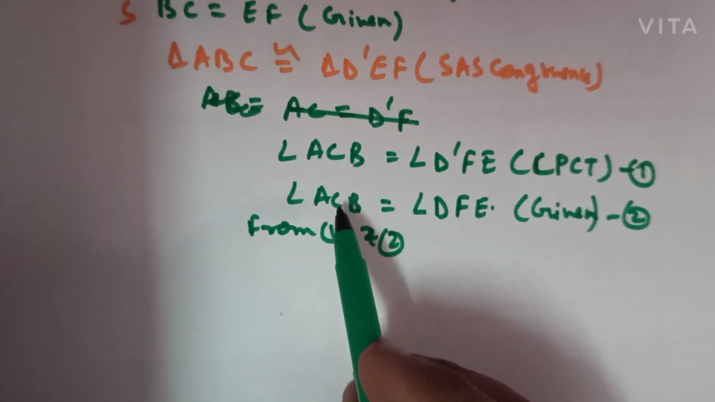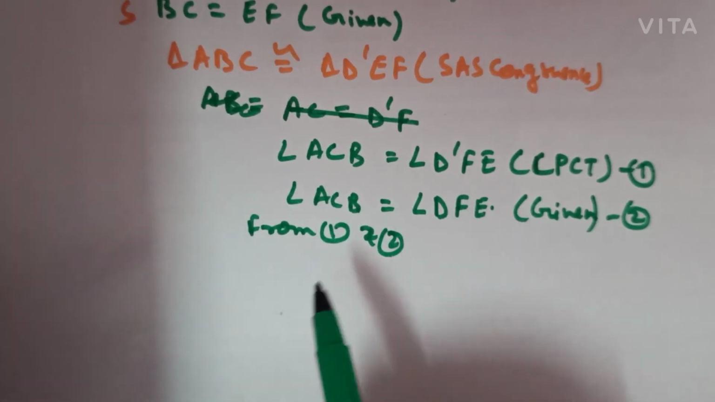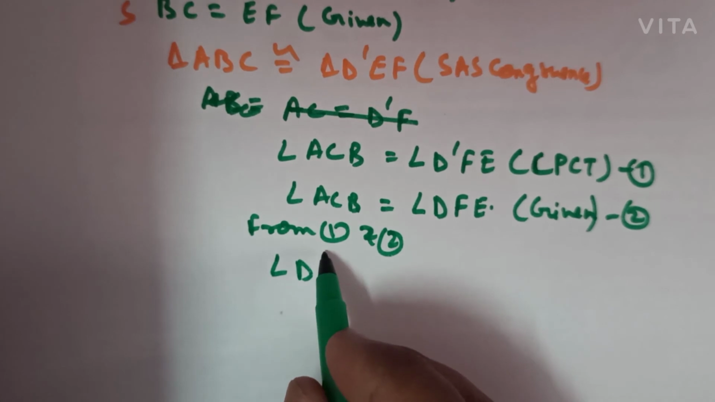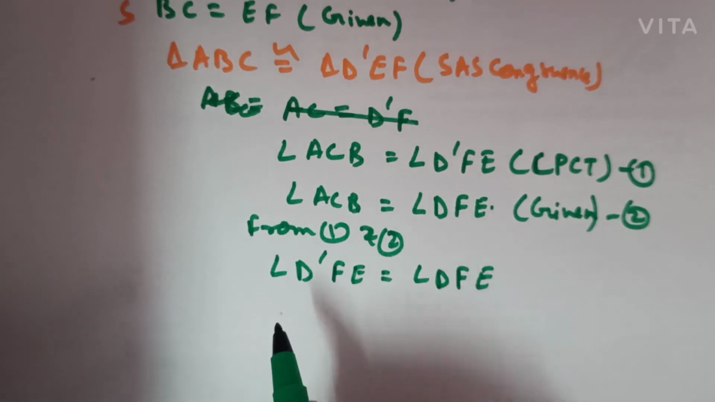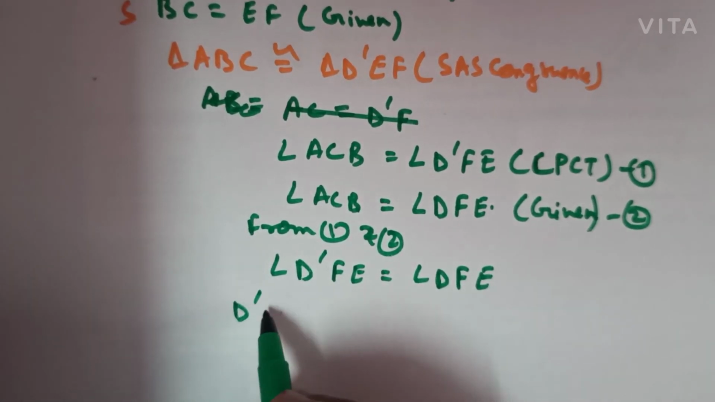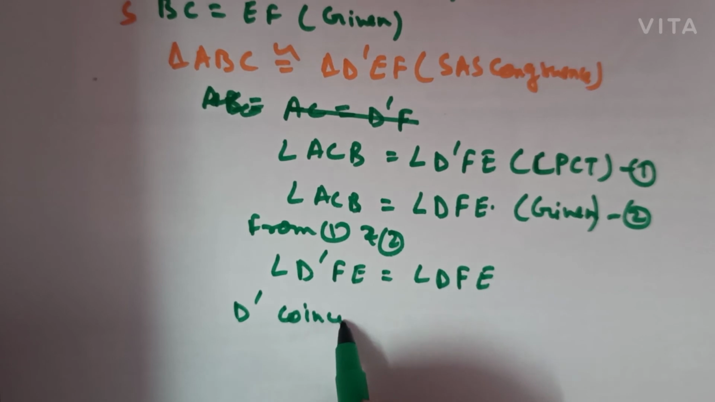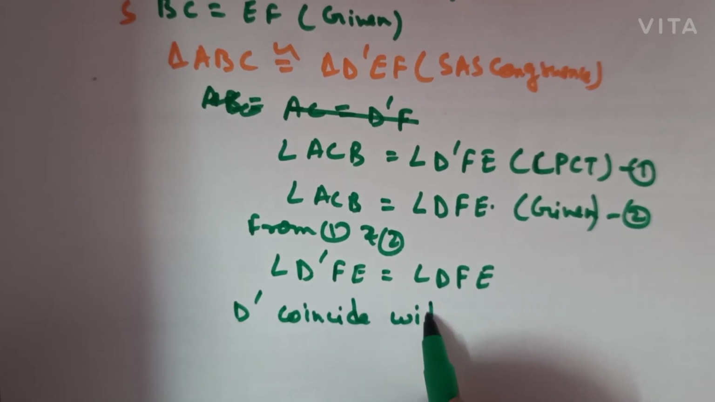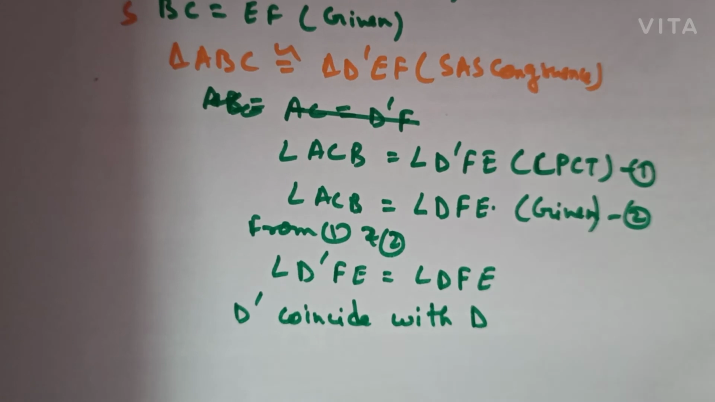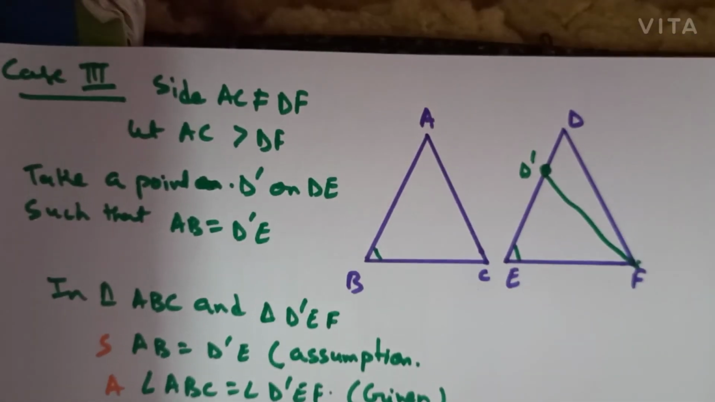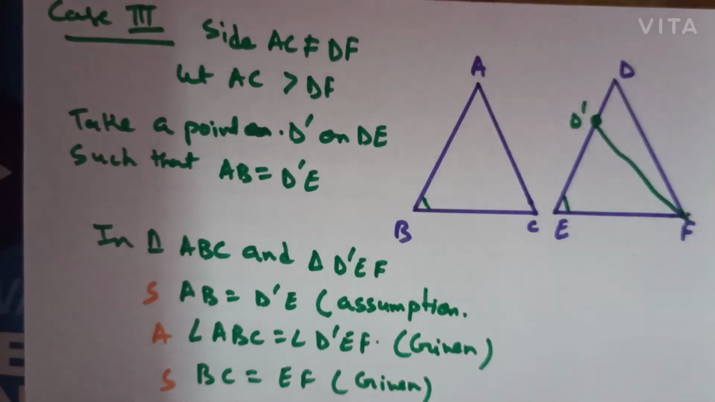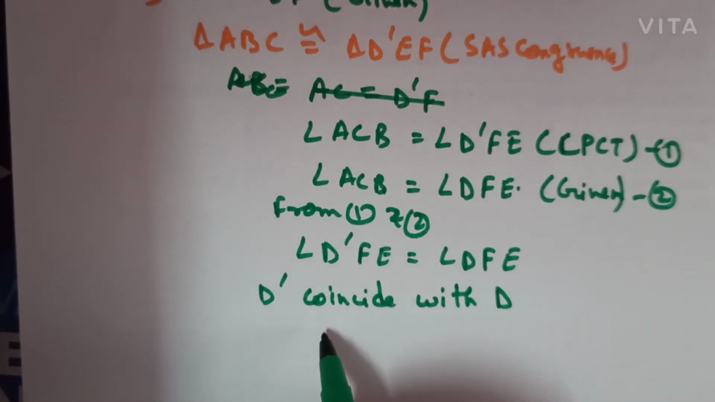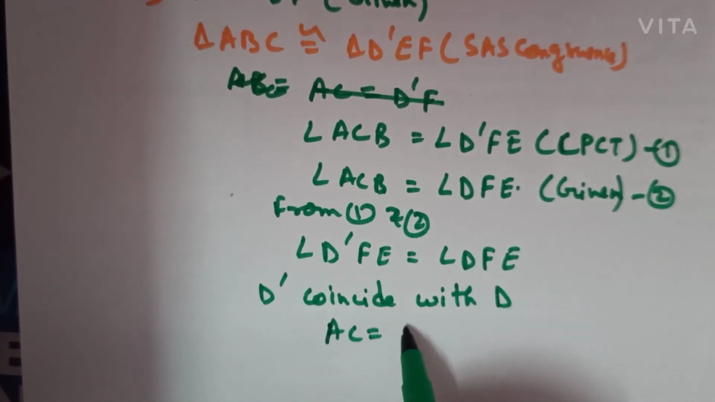since the left hand side is equal, the right hand side will also be equal. That is angle D dash FE is equal to angle DFE. This will be possible only if D dash coincides with D, and if D dash is coinciding with D, that means what? D dash is coinciding with D, that means DF will be equal to AC. That means AC will be equal to DF.